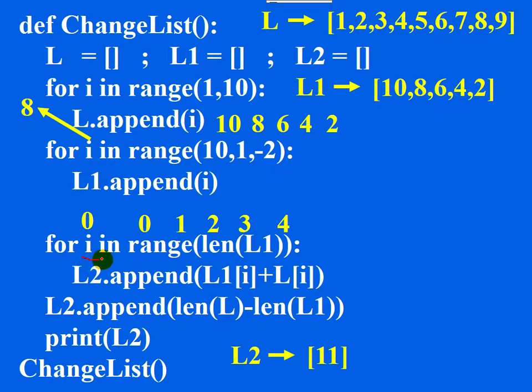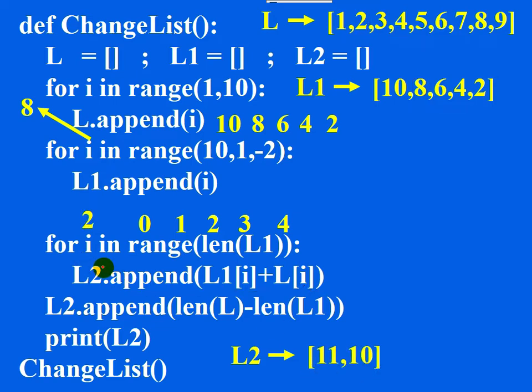Again, I takes the next integer in the range, that is 1. Again, L1 of 1. This is L1 of 0, so L1 of 1 is 8, plus L of 1. This is L of 0, so L of 1 is 2. So L1 of 1, that is 8, plus L of 1, that is 2. So here you get 8 plus 2, 10. And L2 dot append 10 means 10 is appended to the list L2. So now your list contains one more element, that is 10.